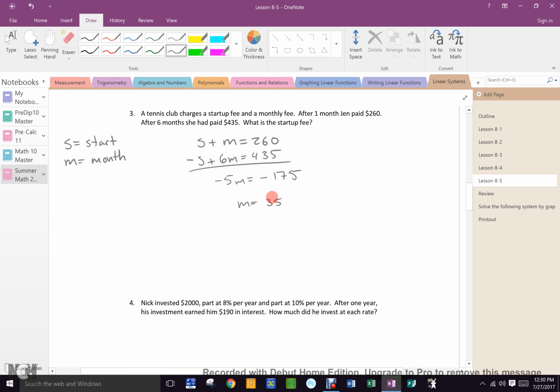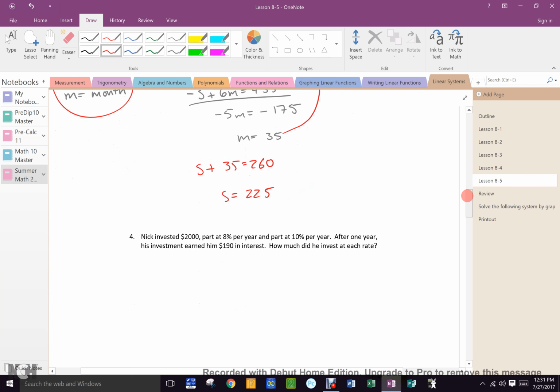So, if the monthly fee is $35, where can I put that M now? Any M I see. I'm going to use that one. So it's S plus 35 equals 260. What does S equal? 225. I thought you all said you couldn't do word problems. But it's not hard, is it? Once you write that stuff right there, it's so easy, right?